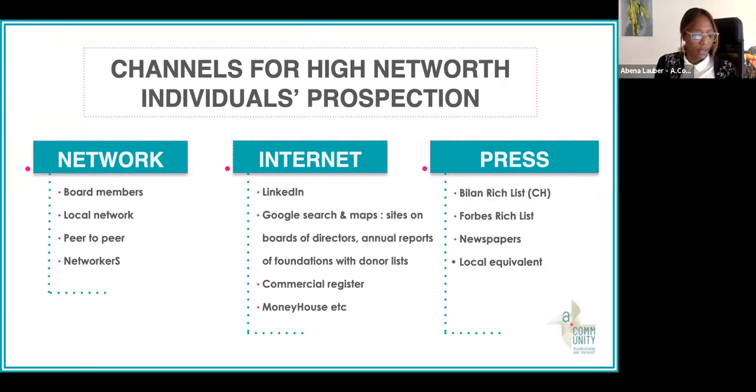So, channels for individual donors. I think you'll have the list anyway, but it's the network, different types of networks on the internet, LinkedIn, Google, board members, commercial registers. In Switzerland, it's Moneyhouse: companies that have been created, who the CEOs are, who the founders are. Press as well: we use the Bilan Rich List, which is very Swiss-based, with all the major high net worth individuals, and the Forbes Rich List. But bear in mind, it's not because they're on the list that you have access to them. The strategy is really, do I have access? But then you could work through your network, people you know, to see whether you can get to these contacts.